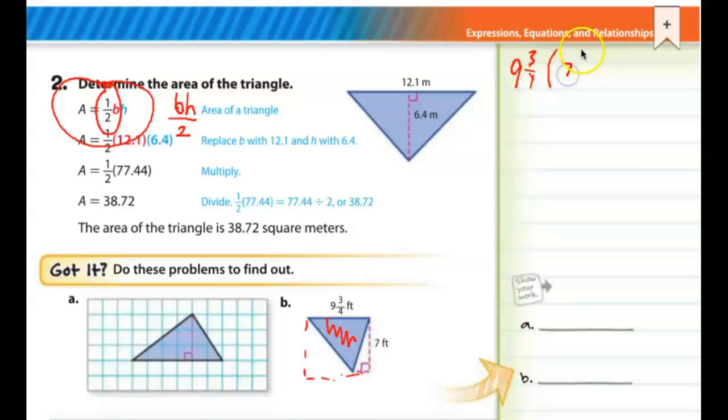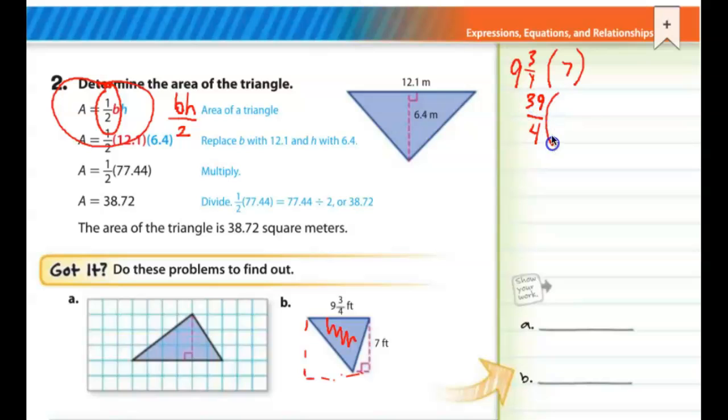times 7. The first thing we have to do is change the mixed number into an improper fraction. The denominator will still be 4. But now we have to find out how many pieces are going to be in the numerator. So 9 groups of 4 pieces plus 3. Go ahead and calculate that for me. What is 9 times 4 plus 3? Okay, you're correct. That answer is going to be 39.